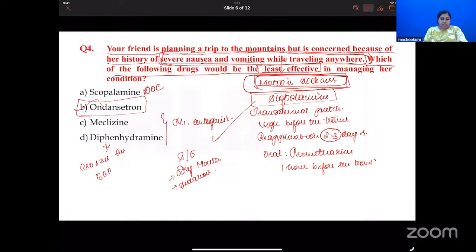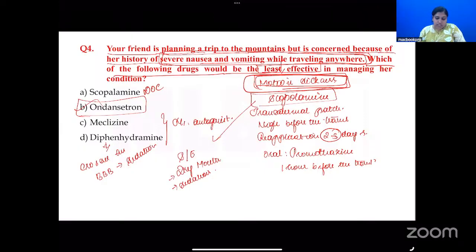So definitely this is going to cause, these are first generation, right? So these are going to cause a sedation effect as well. That's why these first generation H1 antagonist drugs are contraindicated in children, elderly, drivers and pilots, right? Yes. So next we will go to the next question.